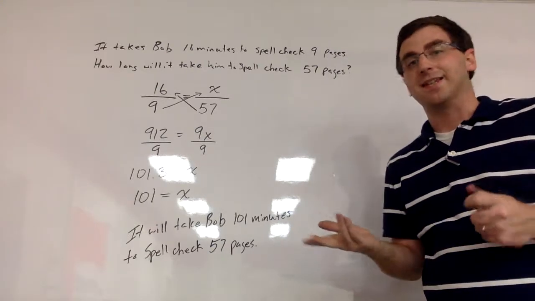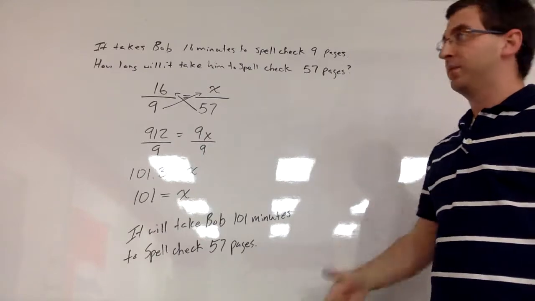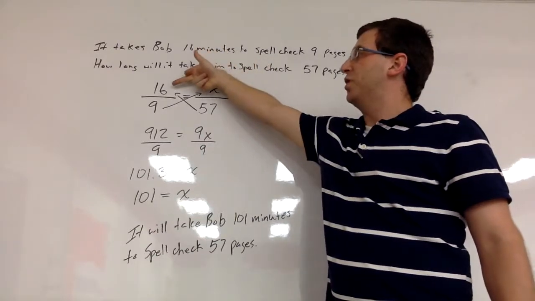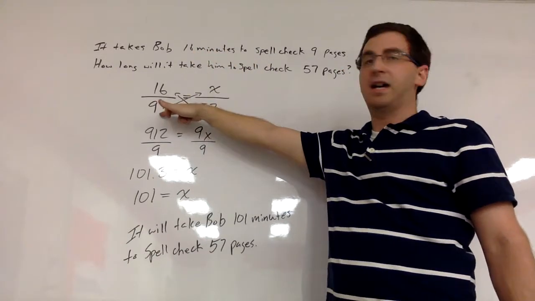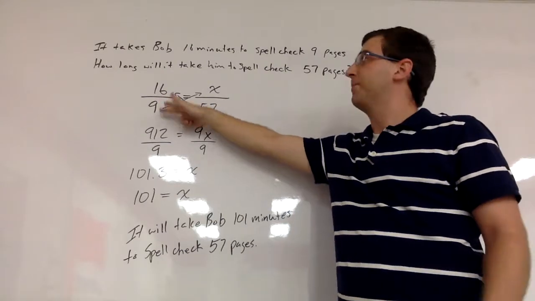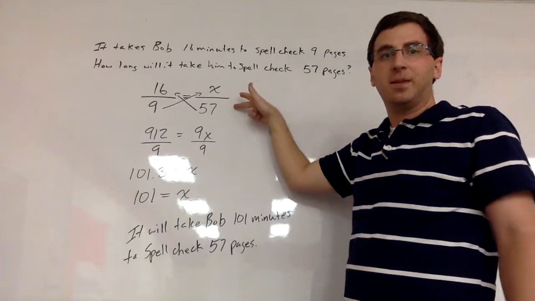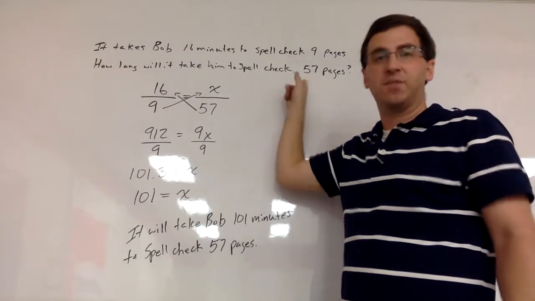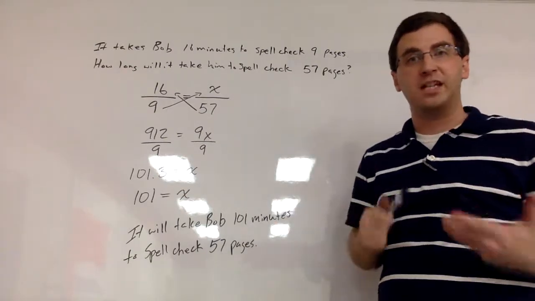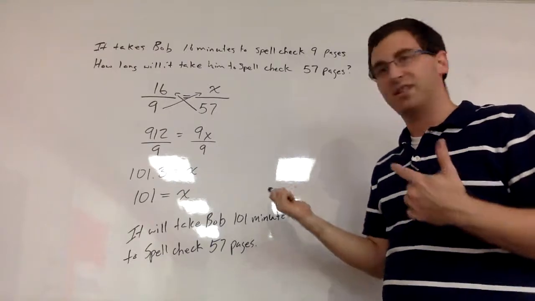Now, the key thing is, you've got to set up your proportion. So in this part, it's your initial time over the amount of papers that they need to spell check, equals what we're trying to find, like how long it's going to take to spell check 57 pages. Problem number 15 in the homework works the exact same way, just different numbers.